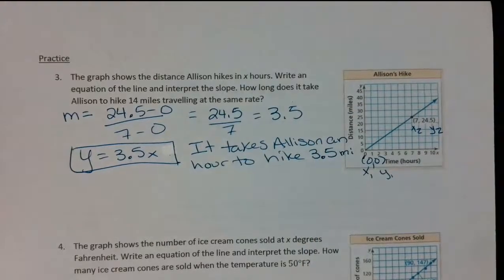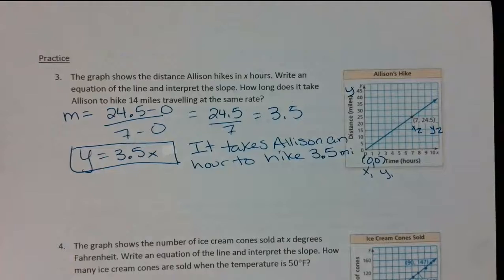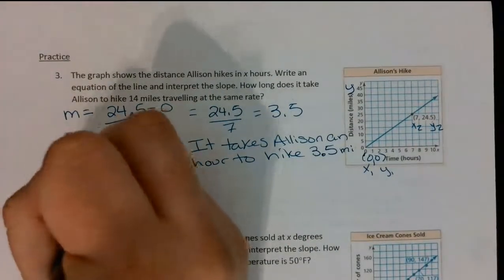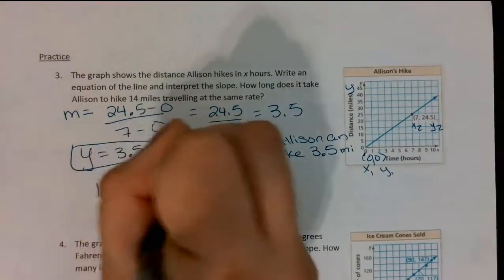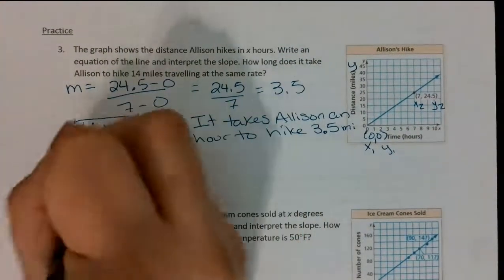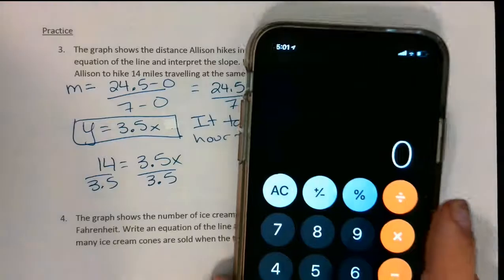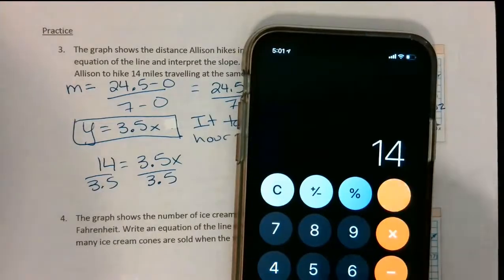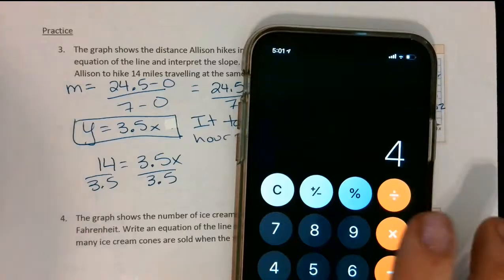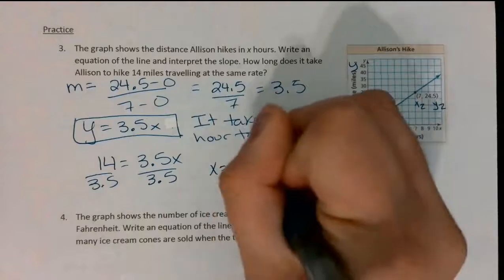Okay, and then it wants us to figure out how long it'll take her to hike 14 miles. Miles is our y value, so we're going to plug in for y on our equation. I have 14 equals 3.5x. Then what I want to go ahead and do is divide both sides by 3.5. It gives us 4. So it takes her 4 hours.